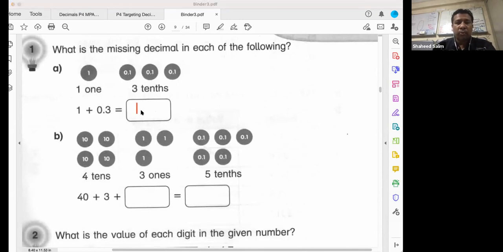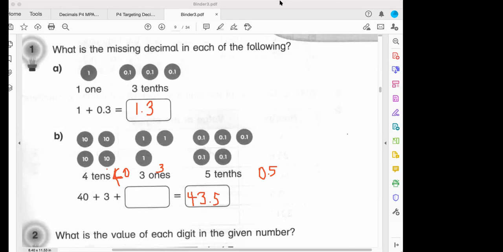1 plus 0.3 is 1.3. 40 plus 3 is 43, plus 0.5. This is 0.5. Okay, later you're going to have your exercise. This one is 3. This one's 40. So you add them together. It's 40, so 40 plus 3, 43, plus 0.5, 43.5. Okay.